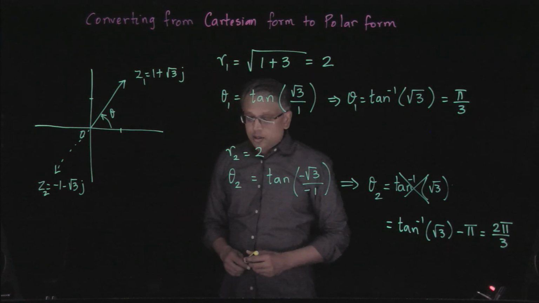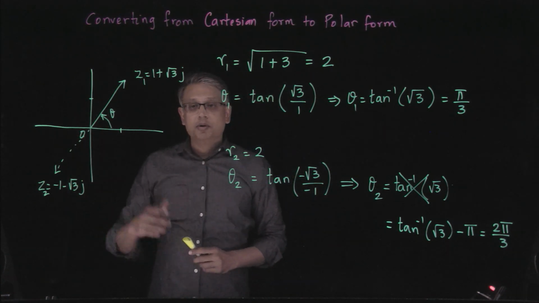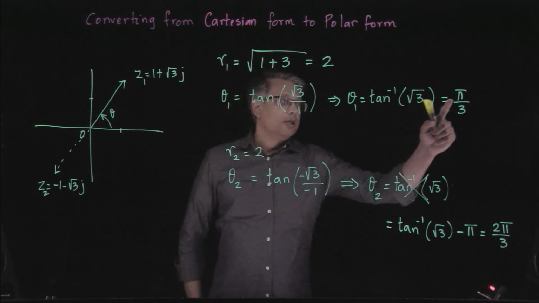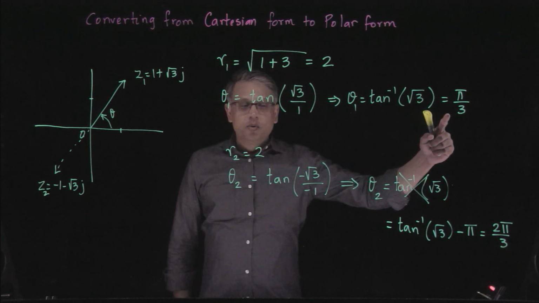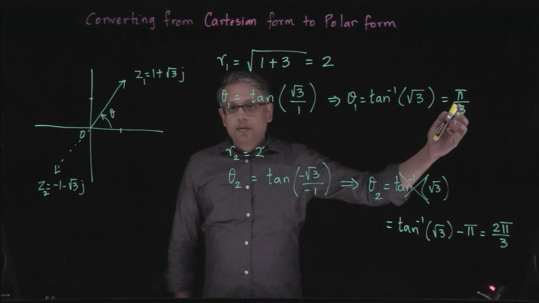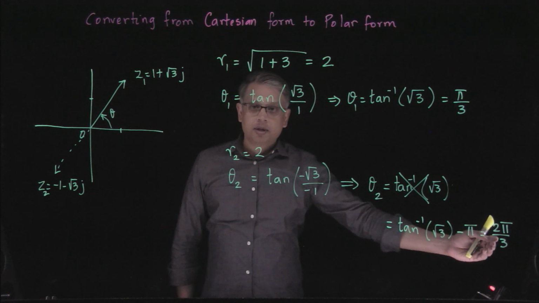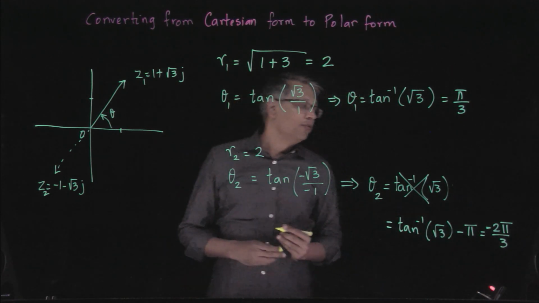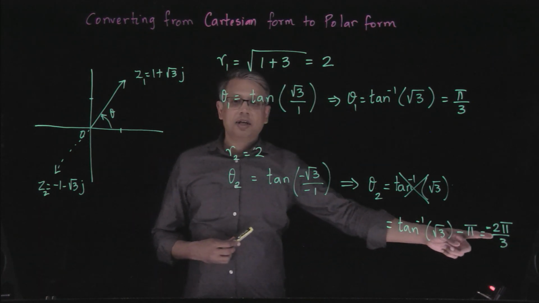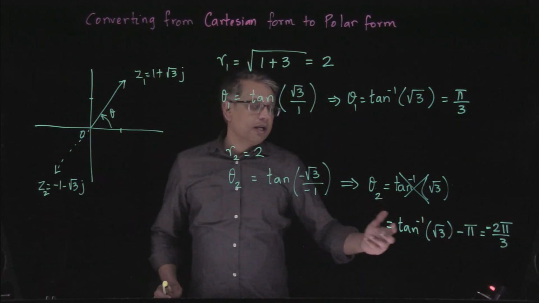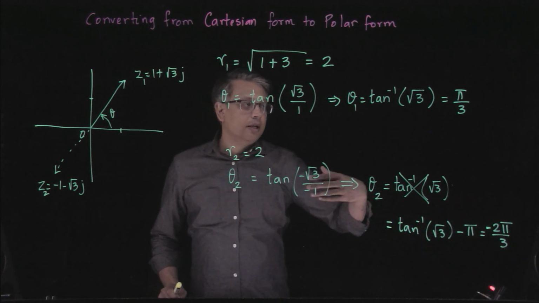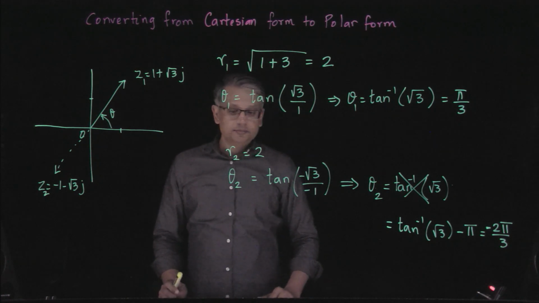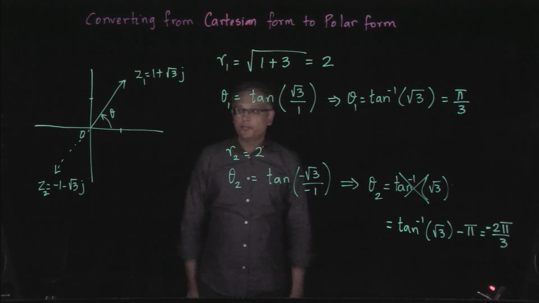Okay. Now, when would you have to add a plus pi? Now, you could have added a plus pi to this, and you would get the correct answer, because pi plus pi over 3 would be 4 pi over 3. And 4 pi over 3 is the same as negative 2 pi over 3. And by convention, we want angles to be between negative pi and positive pi, so we want the negative 2 pi over 3.